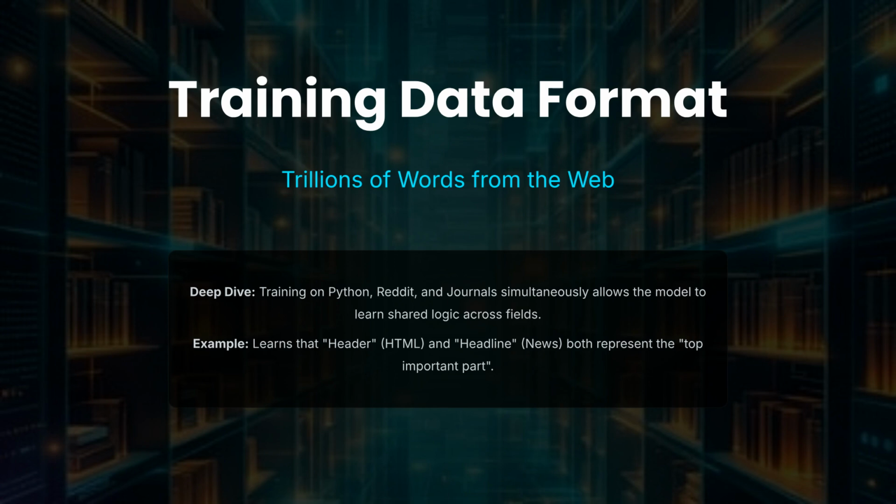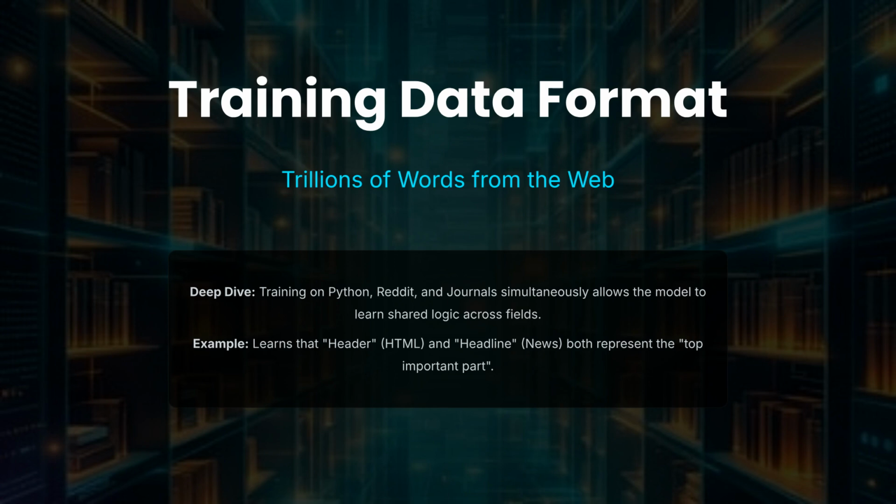The training data includes trillions of words from the web. Training on diverse sources like Python code, Reddit, and academic journals simultaneously allows the model to learn shared logic across fields. For instance, it learns that "header" in HTML and "headline" in news both represent the top important part.